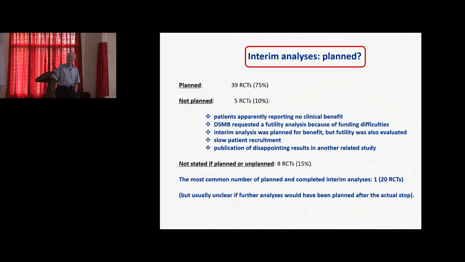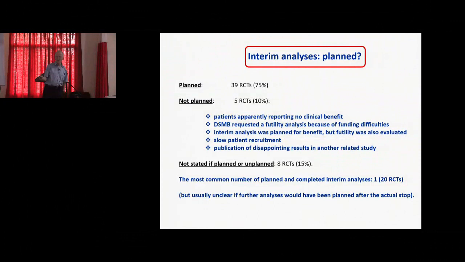This one, there was an interim analysis that was planned for benefit. That was in the protocol, but it turned out things had gone really badly, and they also evaluated futility, and they stopped for that reason. So they planned to look at benefit, but they actually stopped for futility. Slow patient recruitment, so that's more administrative futility rather than statistical futility. And another one here, publication of disappointing results in another related study. So they felt they couldn't continue in view of the evidence that was published during the conduct of their own trial. They couldn't justify continuing because of what they'd seen elsewhere.